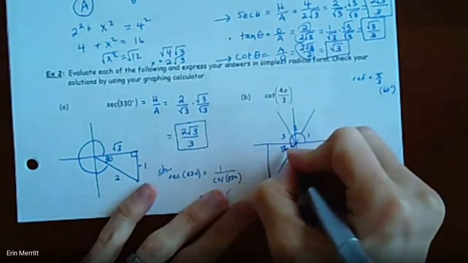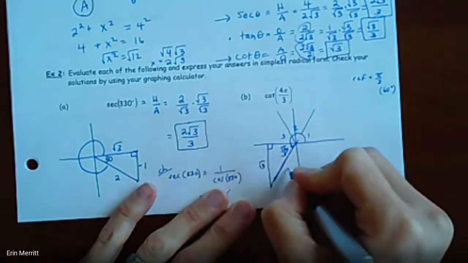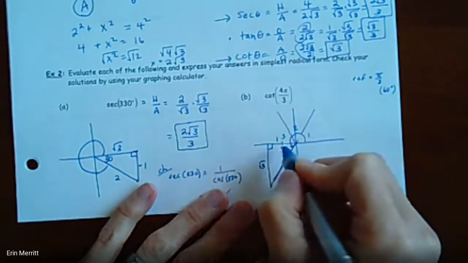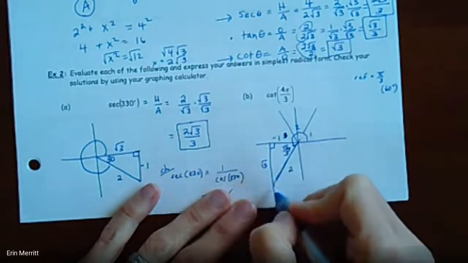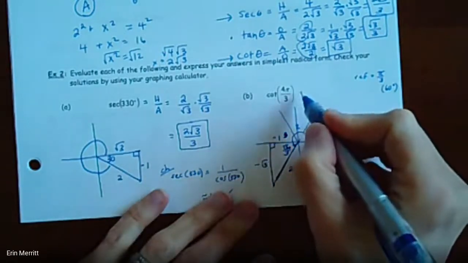Right? So opposite the 60 or the pi over 3 goes the radical 3. Hypotenuse is 2. This is going to be 1 here. Remember, because you're going left, that's a negative 1. Because you're going down, that's a negative radical 3. All right, now comes in the new stuff. Cotangent.